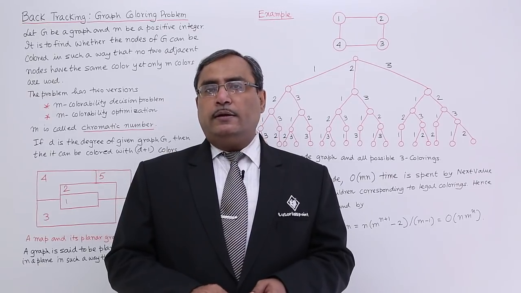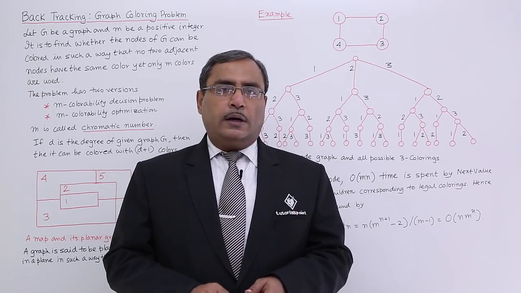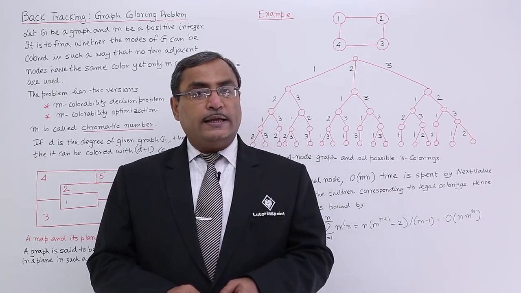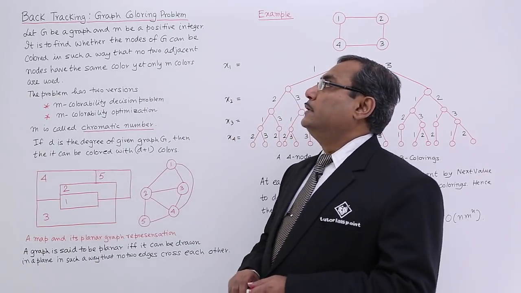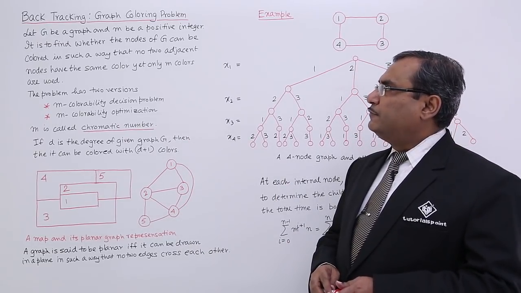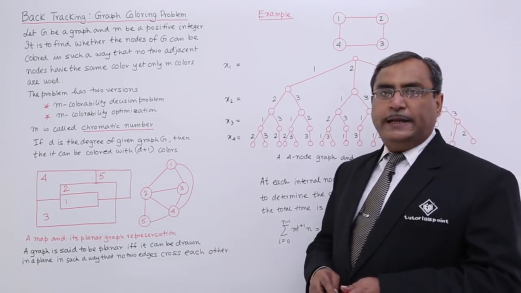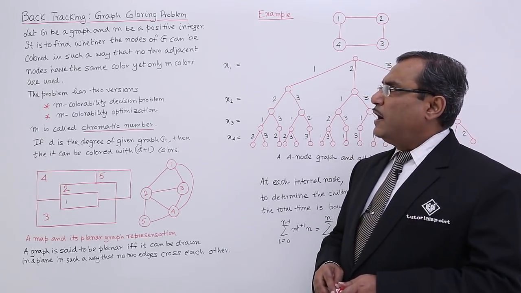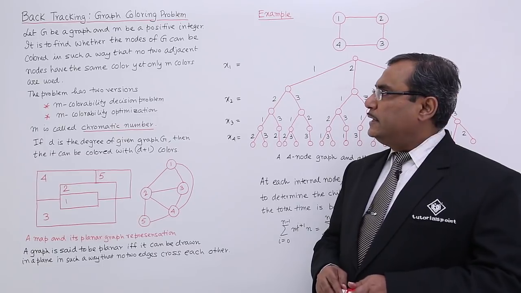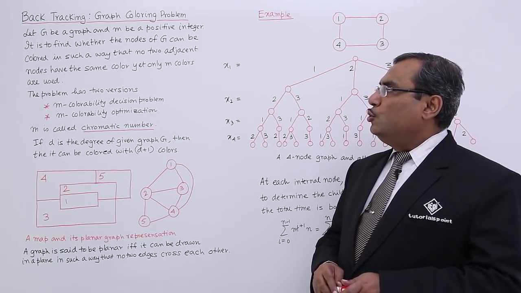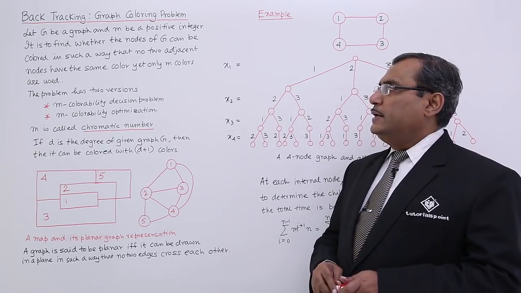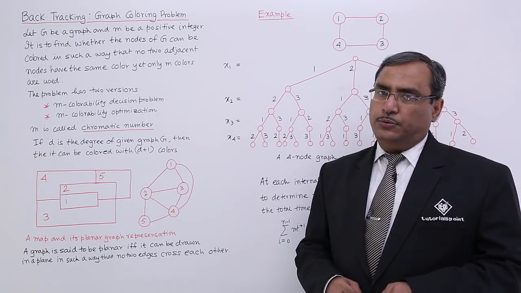We are discussing the graph coloring problem under the category of backtracking algorithm. Now, what is a graph coloring problem? So, here we have defined that one. Let G be a graph and M be a positive integer. It is to find whether the nodes of G can be colored in such a way that no two adjacent nodes have the same color, yet only M colors are used.